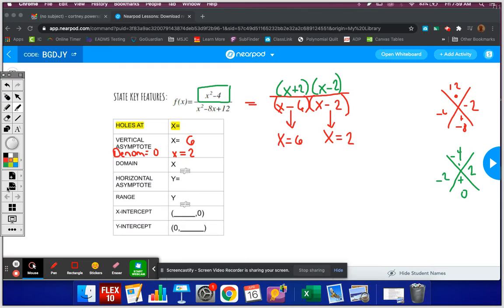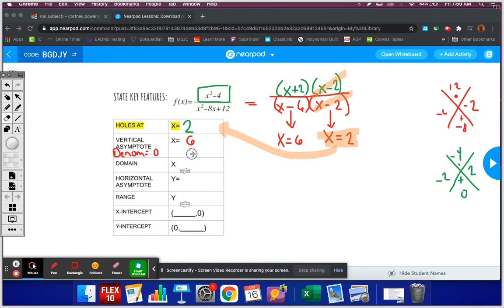The only way we know it's a hole is if I'm able to cancel it out. And I am. There's a factor of x minus 2 in the numerator and x minus 2 in the denominator. I can cancel those out. So that means that x equals 2 is actually a hole. It's no longer a vertical asymptote. I was able to eliminate that problem, cancel it out. So it shows me that 2 is a hole, not a vertical asymptote.